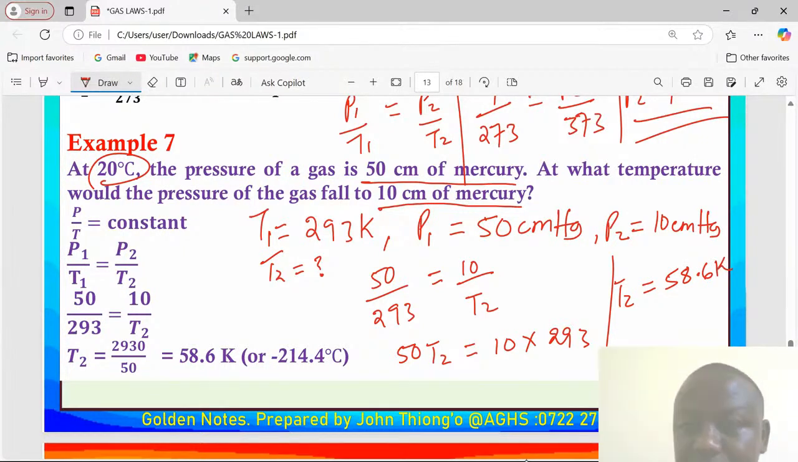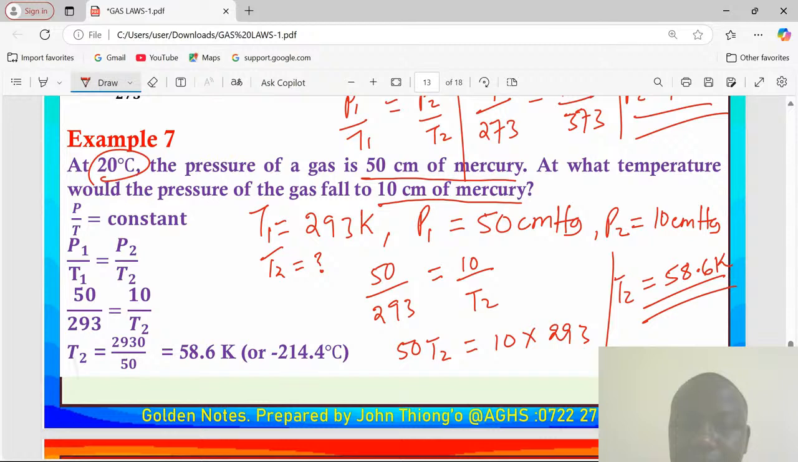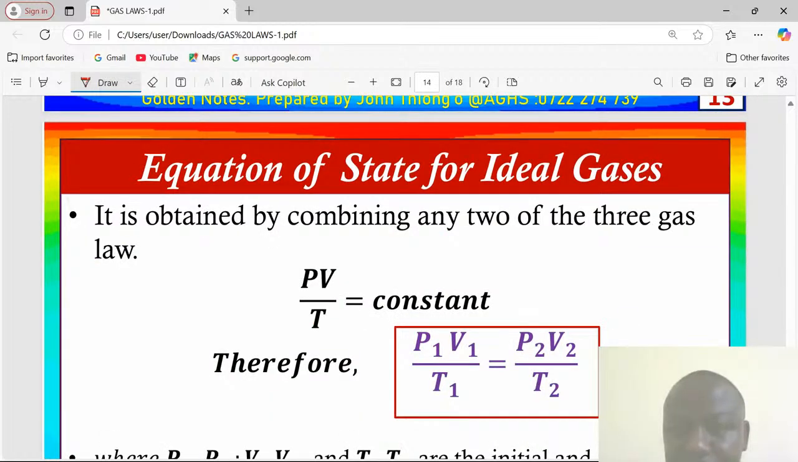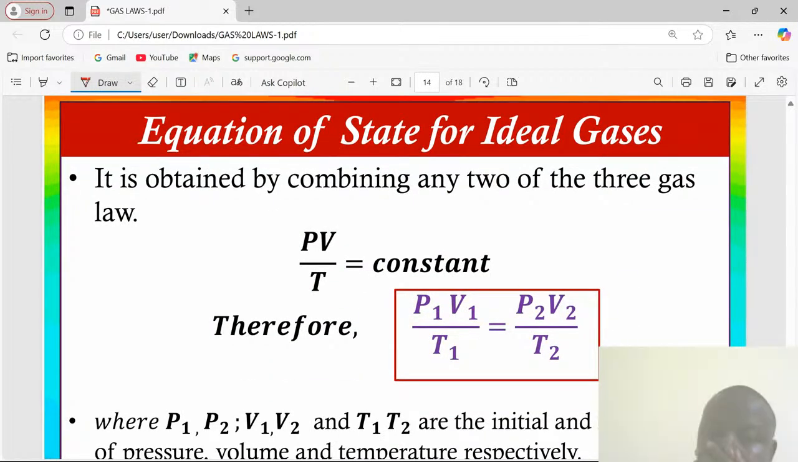58.6 Kelvin. That is the new temperature. Unless we have been asked, there is no urgency in converting to degrees Celsius. The temperature is already settled in the SI units.